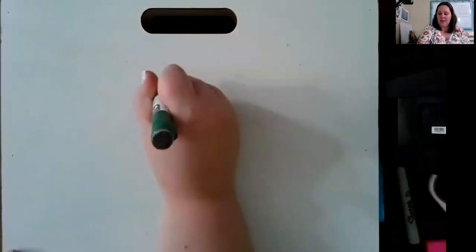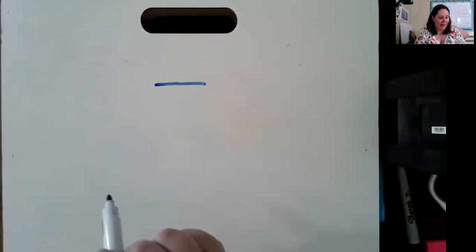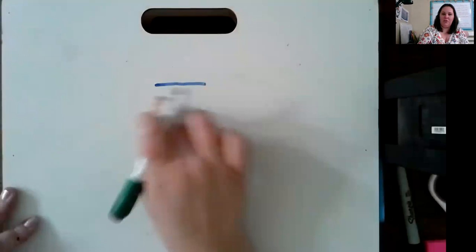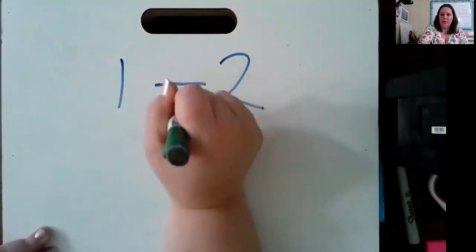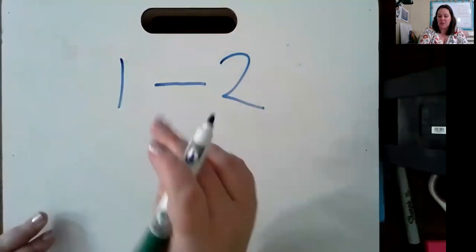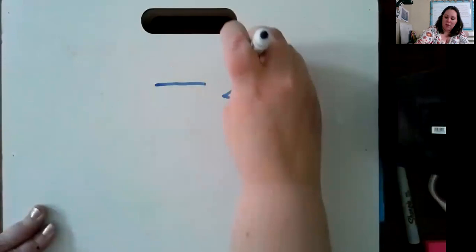Okay, all right, so today we're going to start working on subtraction, okay? So this little line here, that is the subtraction sign, okay? Just a straight line. So here's a number, there's a number, and this in the middle is your subtraction sign. If you see just that single line, you know you are going to subtract, okay?